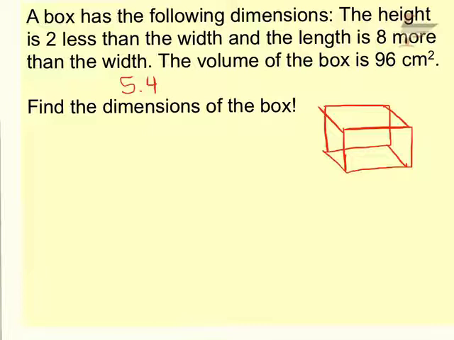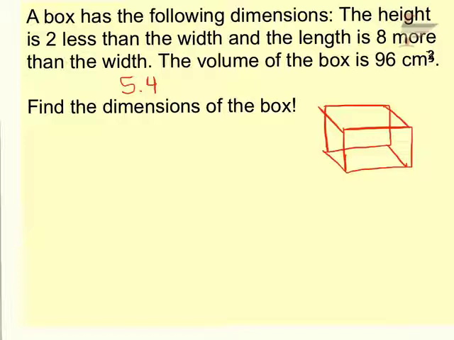This video is an application to lesson 5.4, and it says a box has the following dimensions. The height is 2 less than the width, and the length is 8 more than the width. And the volume of the box is 96, oh, that should be cubed, sorry, 96 cubic centimeters, since we're talking volume. That's a typo. Find the dimensions of the box.